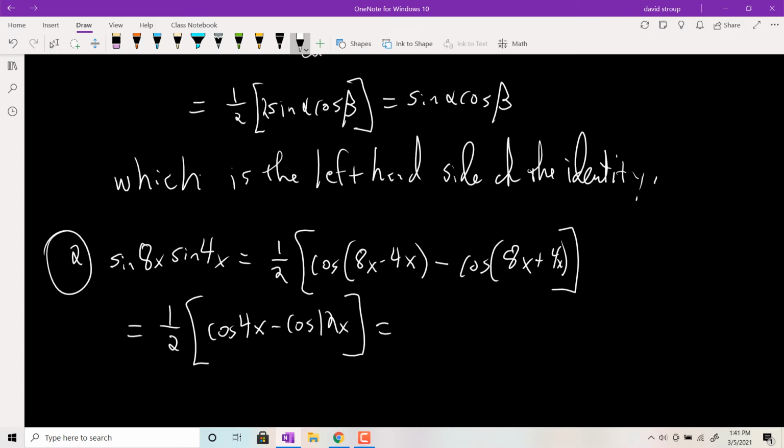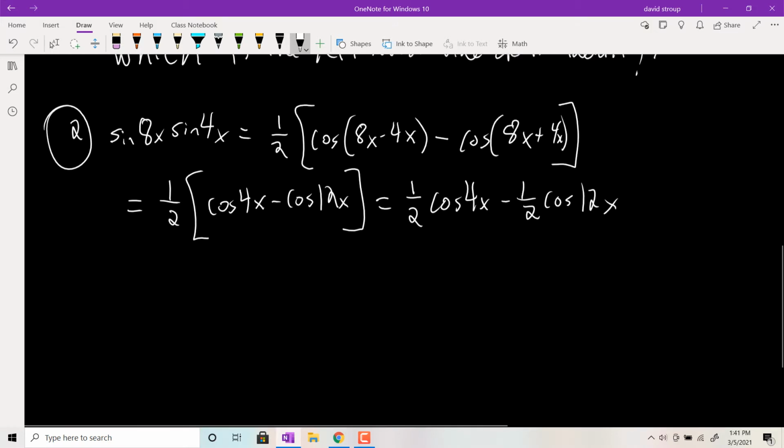And then you're kind of stuck. The only real thing you could do is maybe distribute the 1/2. So you get 1/2 cosine 4x minus 1/2 cosine of 12x, and that would be it. So what you've done is you've taken a product, two things multiplied by each other, and turned it into, in this case, a difference.